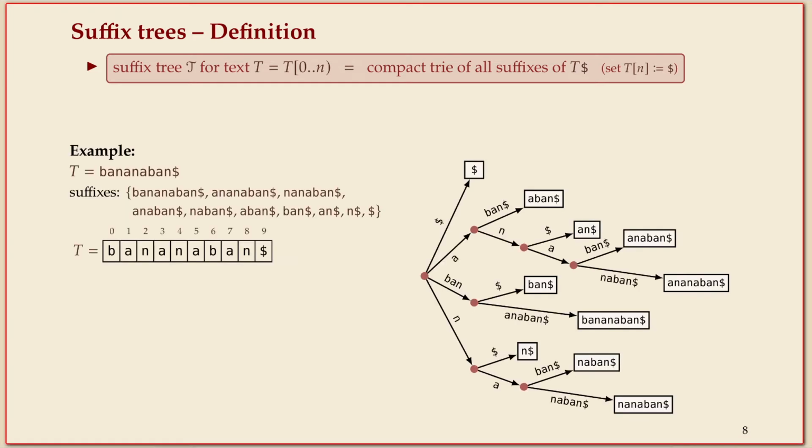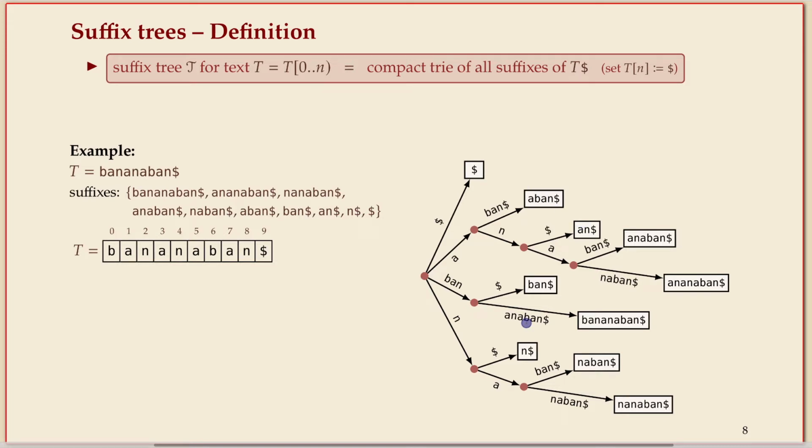That's the definition. Let's see some example. So here's a text, banana ban, with $ added. These are all the suffixes. So you just take the whole thing, delete the first character, delete the first two, the first three, and so on, all the way down. And you build a compact trie. So I've just drawn this sideways so that we can write the labels of the leaves nicer.